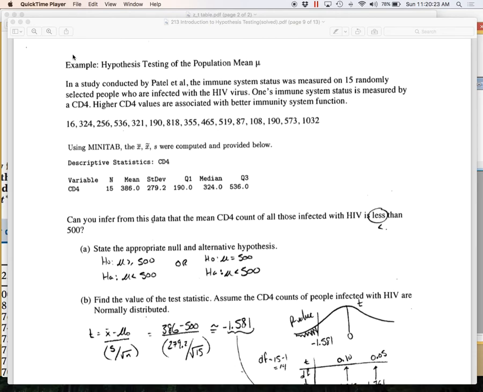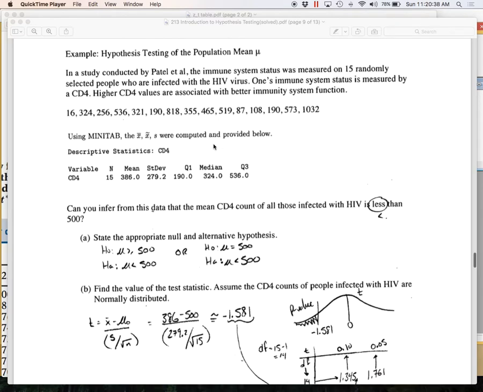Okay, so let's do an example of a hypothesis test for a mean. Here we've taken 15 data points and we're trying to find if the average is less than 500. You can read about the details if you like.